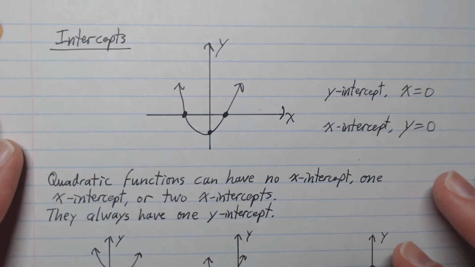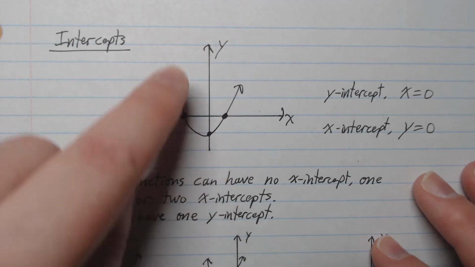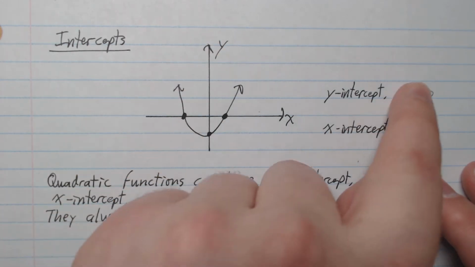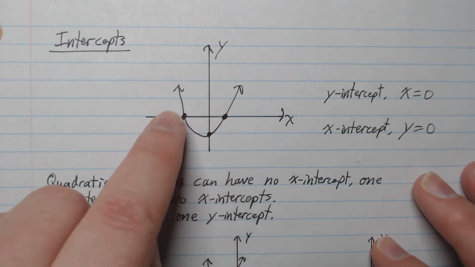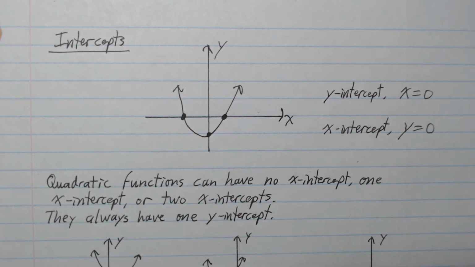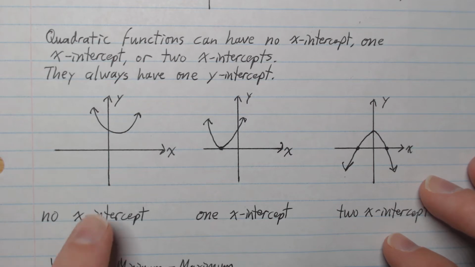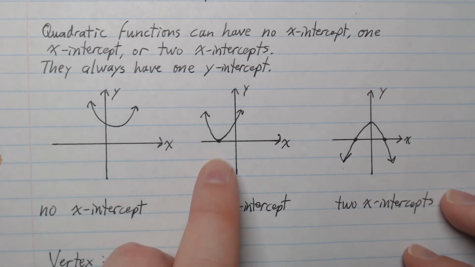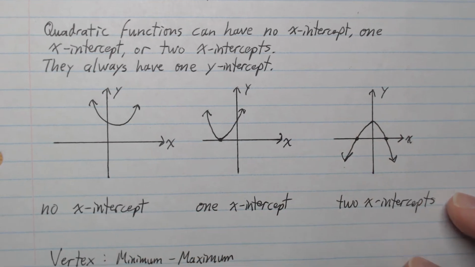Okay, next is intercepts. So the y-intercept is right here. When we cross the y-axis like that, x is equal to 0. So that's our y-intercept. And then we have these two x-intercepts, and these occur when the y value is equal to 0. And so quadratic functions can have no x-intercept, one x-intercept, or two, but they will always have one y-intercept. So here we have no x-intercept, here we have one x-intercept, and here we have two x-intercepts.